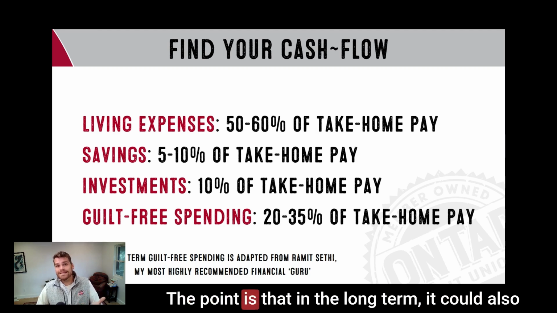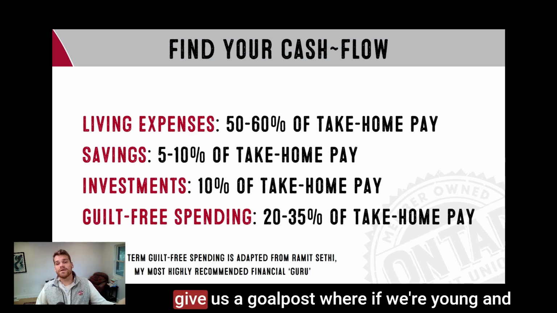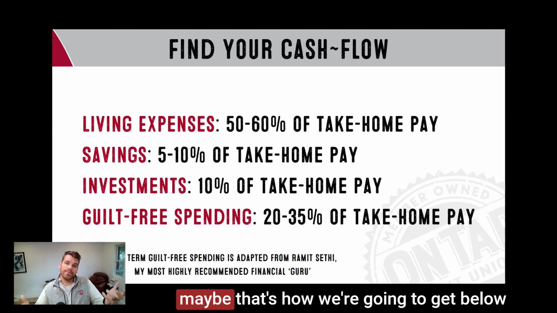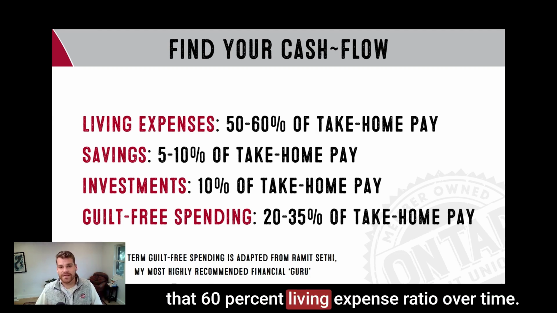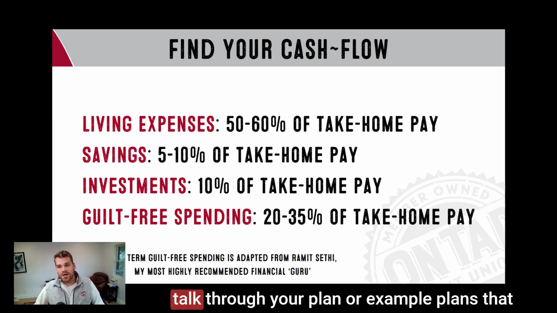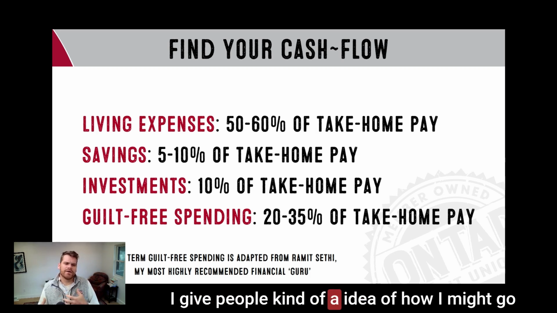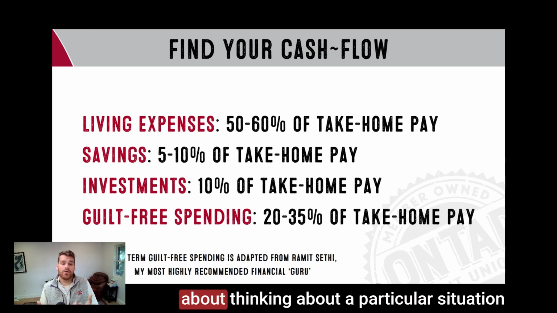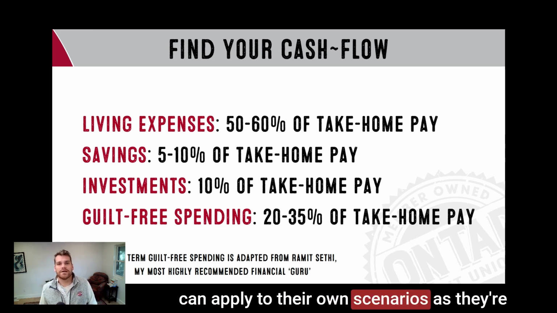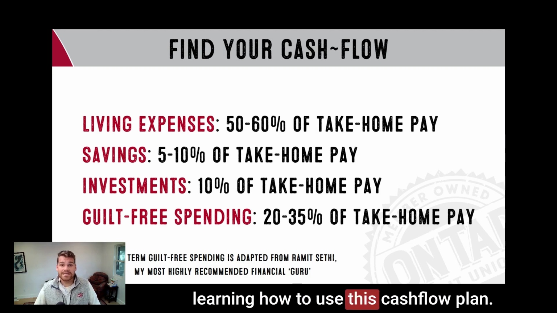But the point is that in the long term, it could also give us a goalpost where if we're young and we expect our income to continue to increase, maybe that's how we're going to get below that 60% living expense ratio over time. Lots of discussion really is necessary here. So again, book me for a session and we can talk through your plan or example plans that I give people, kind of an idea of how I might go about thinking about a particular situation in a total scenario, but that they can apply to their own scenarios as they're learning how to use this cash flow plan.